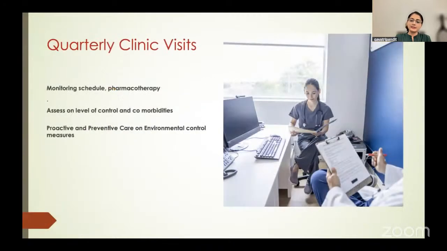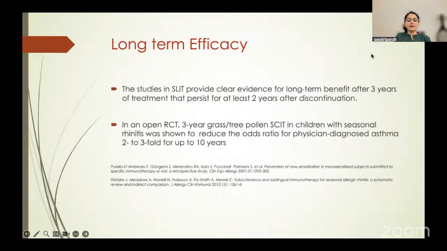That also gives us a clue that if we keep the follow-up visits quarterly, that is 3 times in a year, which is quite doable for the patient, you can monitor the schedule, refine the pharmacotherapy, assess the level of control and comorbidities, and also proactively keep reinforcing preventive care and environmental control measures, which will help in improving the adherence of the patient. But overall, if you see the adherence between SCIT and SLIT, SCIT appears to have better adherence because of the frequent monitoring.